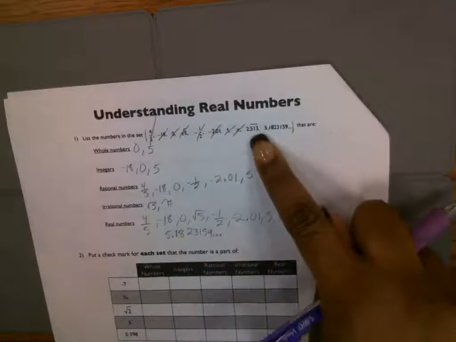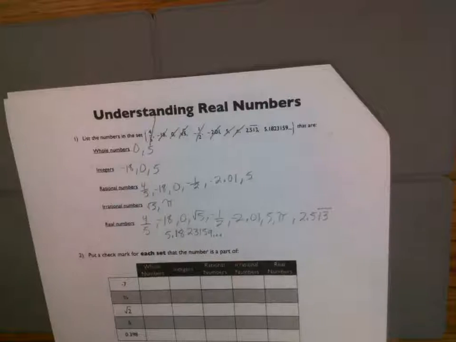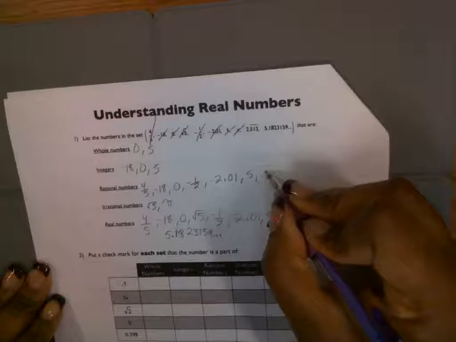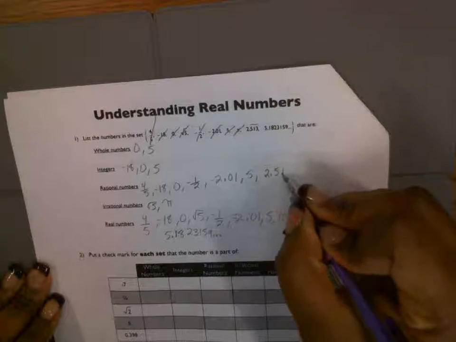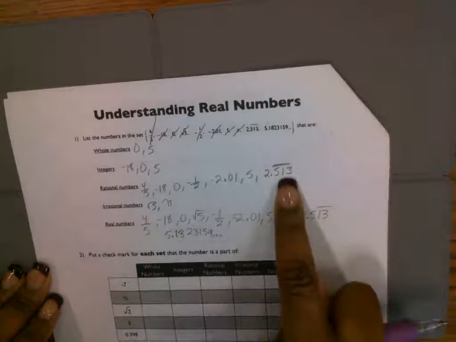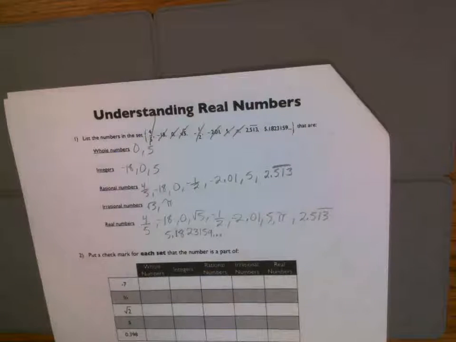The next number is a repeated decimal. I do know what number is coming next, so I can write that as a fraction. So here we have 2.513, and all three numbers are repeating. Okay. It is not an integer because decimals are not integers. So you can't write that as an integer.